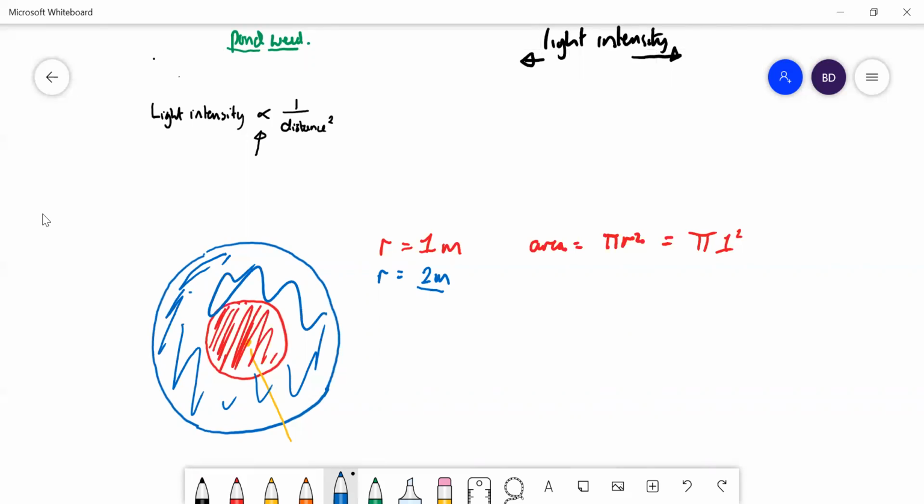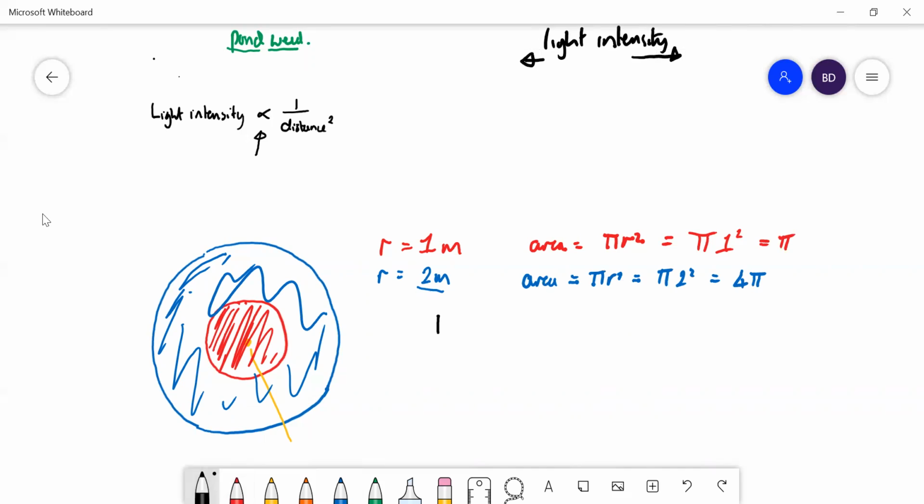Now what's the area of the blue one? The area is again equal to pi r squared. That's equal to pi times 2 squared, which is equal to 4 pi. And this one, of course, is just equal to 1 pi, or just pi. So what's the ratio of the areas?